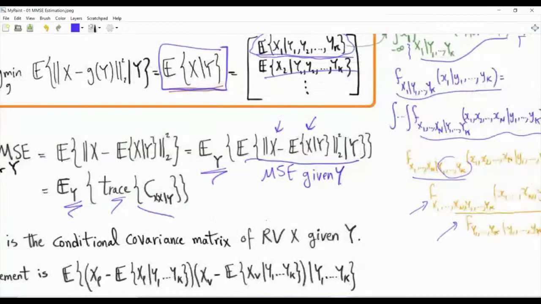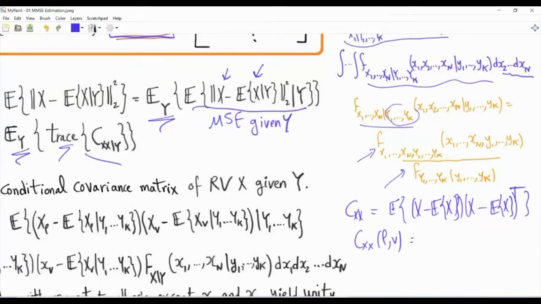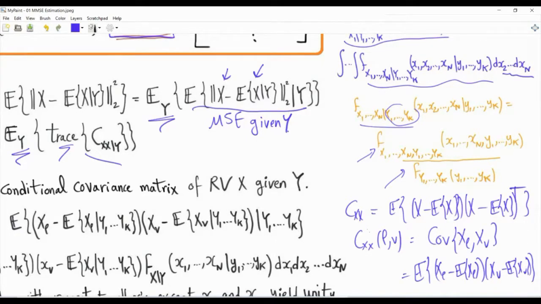Okay, so what is this thing exactly? Just as a reminder, what is Cxx? Cxx is basically a matrix where you take vector x minus its mean vector, and then you multiply by the transpose. So you have the expectation of the outer product, which is a way of saying that element LV in this matrix is the covariance of XL and XV, which is the expectation of XL minus its mean value and XV minus its mean value. So this is the covariance matrix.